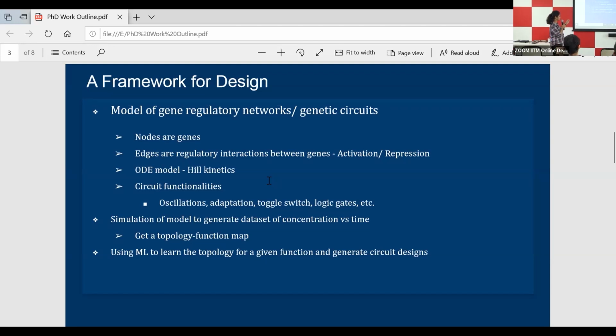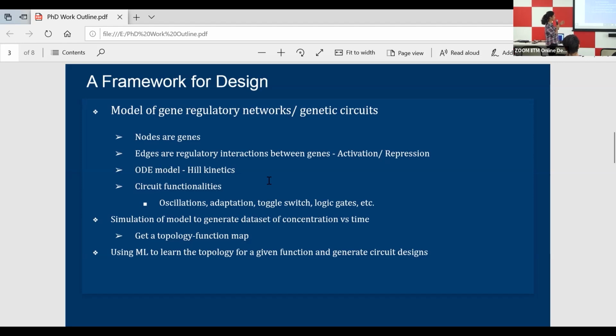So for this, the genes are the nodes, and the interactions, which might be activation or repression, can be the positive or negative edges between those nodes. And then the dynamics of the system is modeled using ODEs. And typically for computational studies of genetic circuits, we use Hill kinetics. And using these ODEs, I would try to design circuits that have functionalities as listed here. And of course, the list keeps increasing every month.